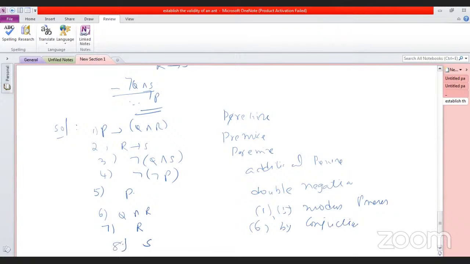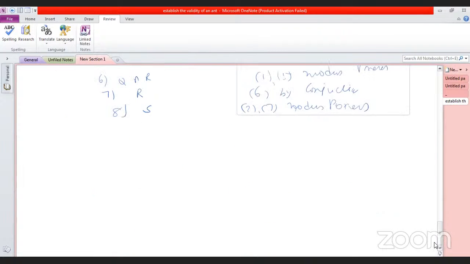Then, yes, we are taking here 2. R to S is a premise. Therefore, from the seventh also, we have taken that this is also 2 and 7 as modus ponens. Then the ninth one, R and S. R and S means 7th and 8th by conjunction. 7th and 8th by conjunction we are taking here.